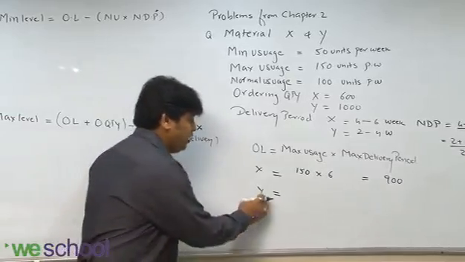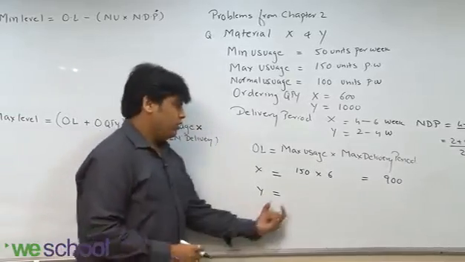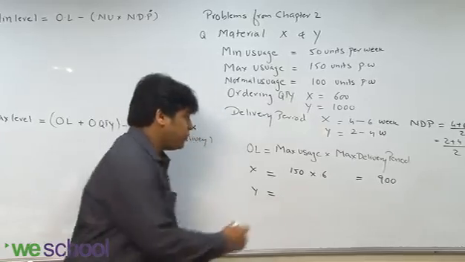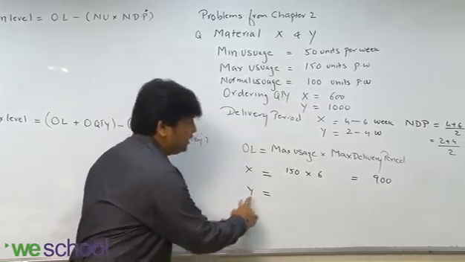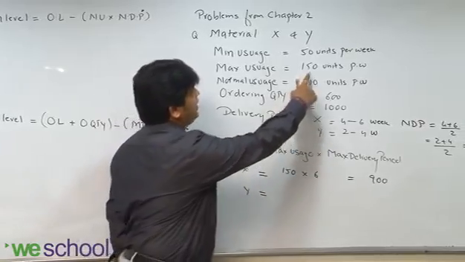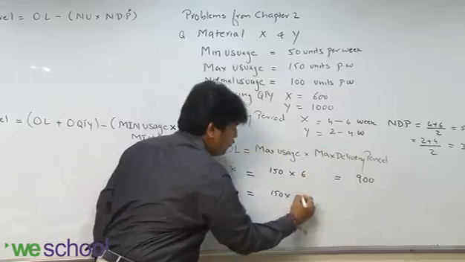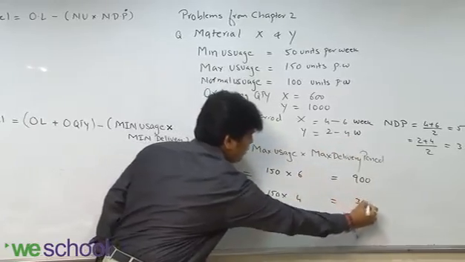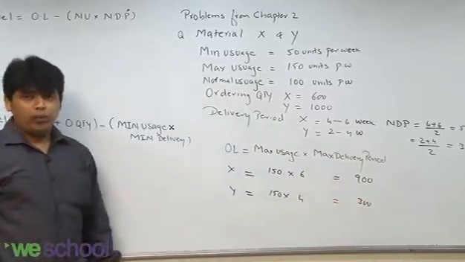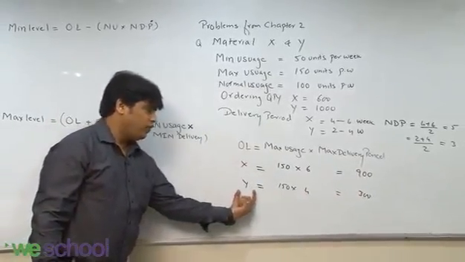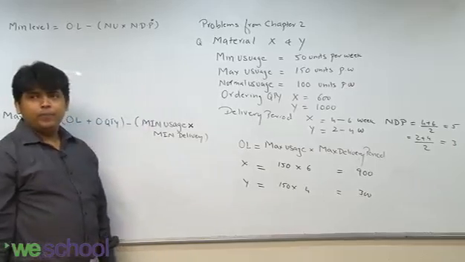Okay, the history will follow that you people have not helped me in calculation. Now again for Y, the maximum usage for Y is again the same, 150 into the maximum period for Y, which is 4. So I have calculated the ordering level for both products.